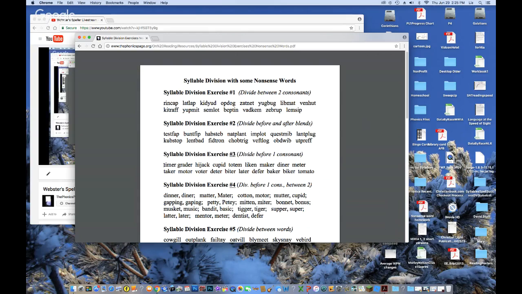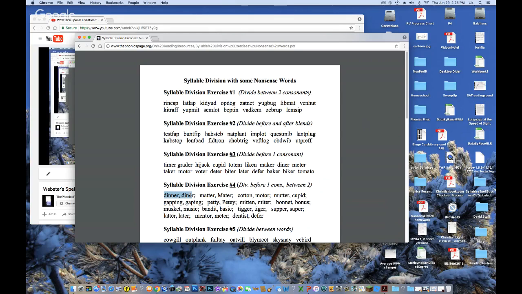And then syllable division exercise 3, this is like that first table of Webster that has 2 syllable words. These are all 1 consonant, divide before, making it long, like timer, grader, hijack, Cupid. And for students that have learned a lot and focused a lot on the CVC words, the 1-syllable words like bat and cat and hat, it can be really hard to do the long vowels, and this isn't covered in a lot of phonics programs.